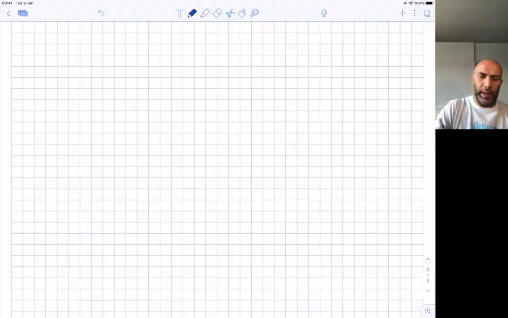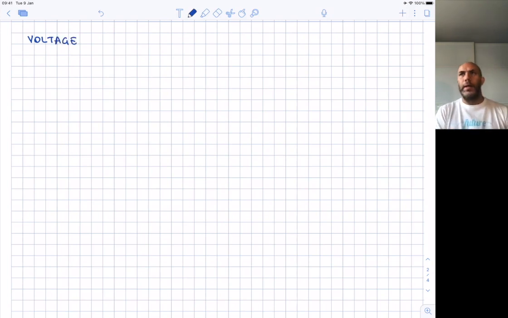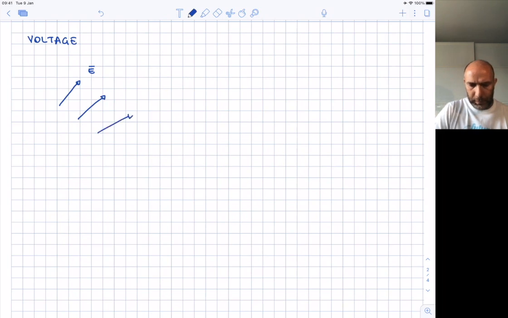The second quantity that we want to introduce is the voltage. Again, in order to introduce the voltage, we make reference to an electric field in a specific region of the space, and we also consider a charge Q that, because of the work made by the electric field, is moving from a point A to a point B.